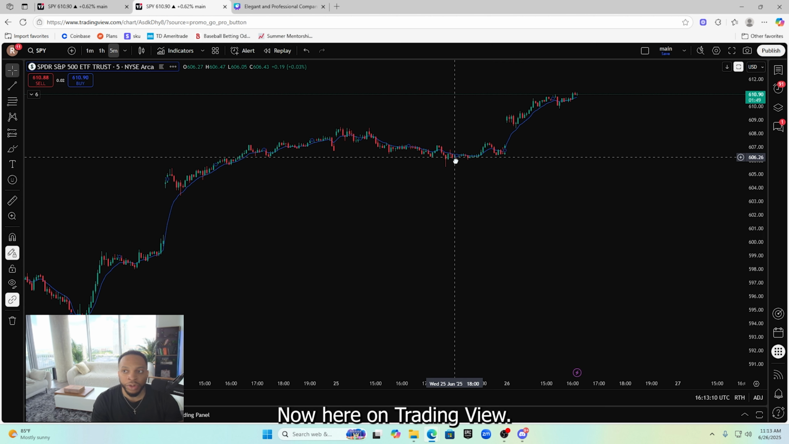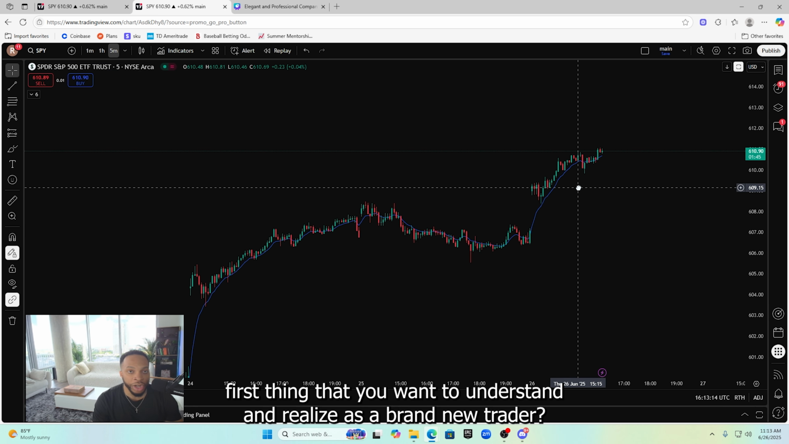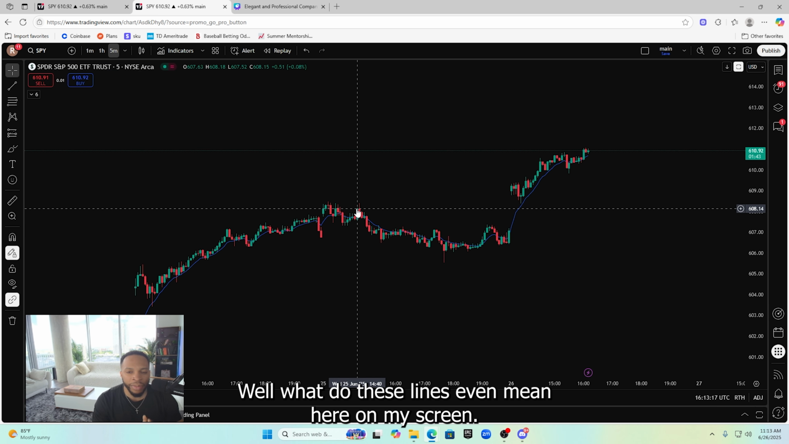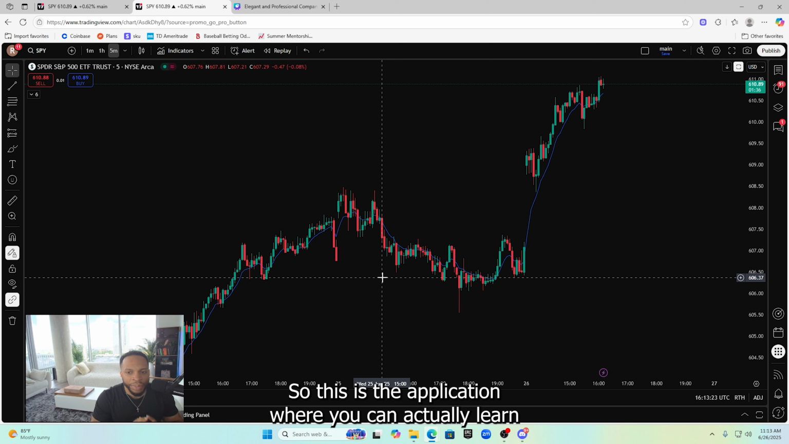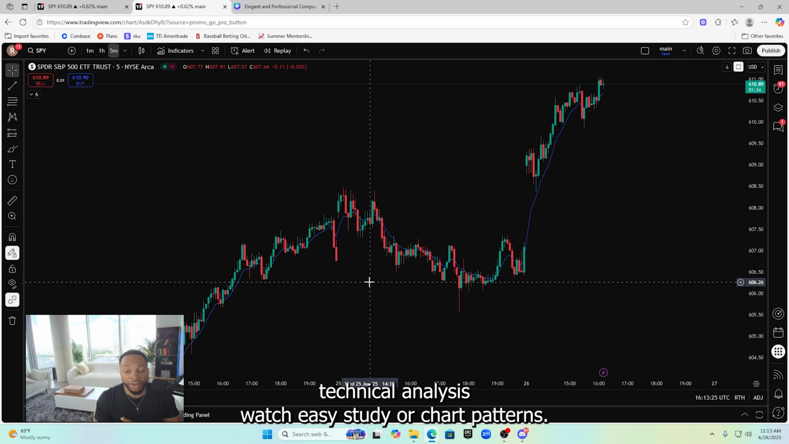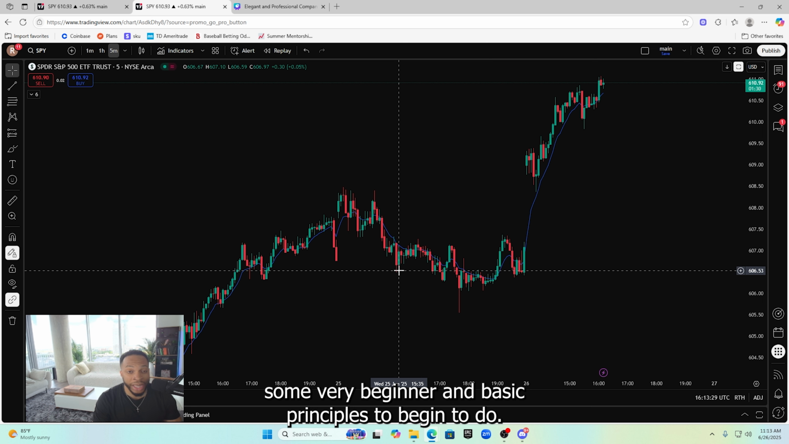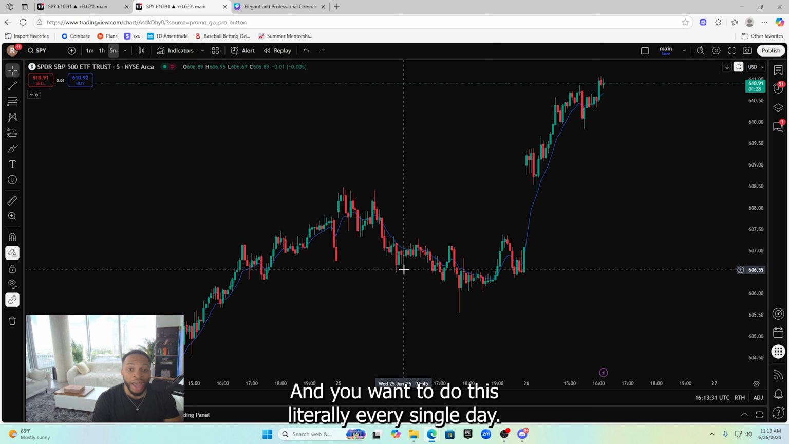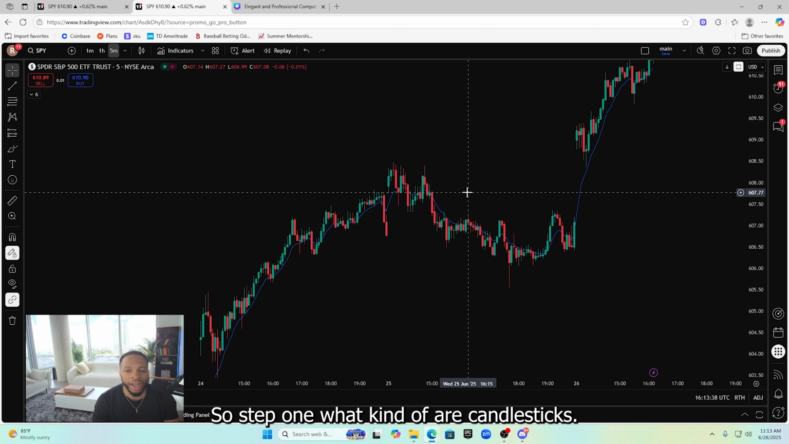Now here on TradingView, what is the first thing that you want to understand and realize as a brand new trader? Well, what do these lines even mean here on my screen? So this right here is candlesticks. And what really even is TradingView? This is the application where you can actually learn technical analysis, which is to study chart patterns. I'm going to show you today some very big beginner and basic principles, and you want to do these literally every single day if you want to make it as a full-time trader.